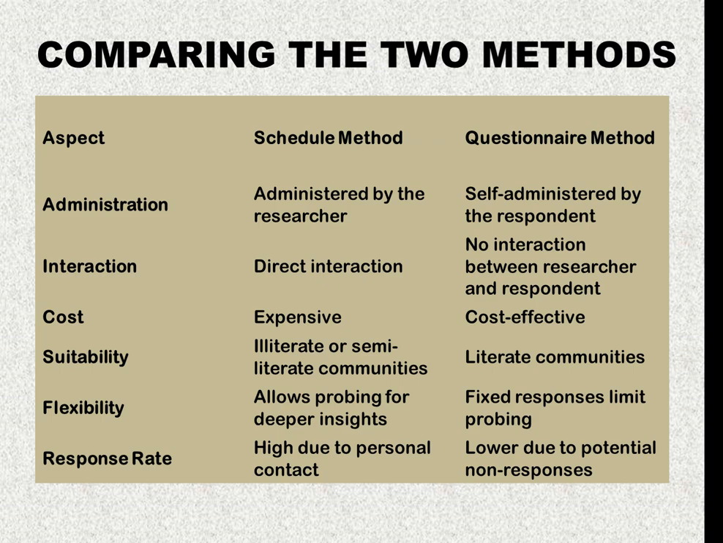Cost. Expensive. Cost-effective. Suitability. Illiterate or semi-literate communities. Literate communities. Flexibility. Allows probing for deeper insights. Fixed responses limit probing. Response rate. High due to personal contact.